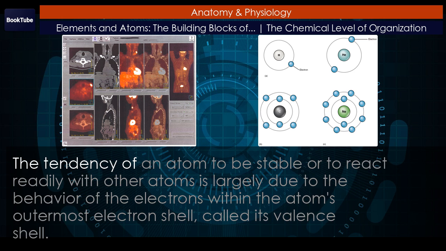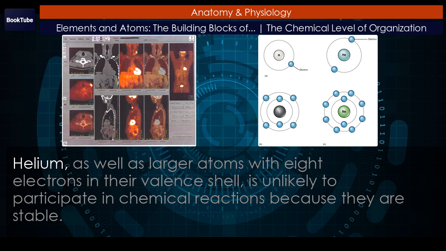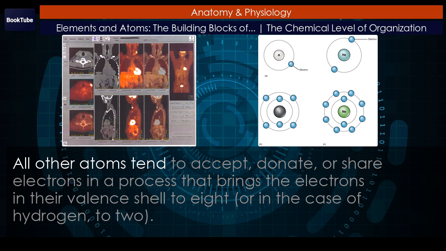The tendency of an atom to be stable or to react readily with other atoms is largely due to the behavior of the electrons within the atom's outermost electron shell, called its valence shell. Helium, as well as larger atoms with 8 electrons in their valence shell, is unlikely to participate in chemical reactions because they are stable. All other atoms tend to accept, donate, or share electrons in a process that brings the electrons in their valence shell to 8, or in the case of hydrogen, to 2.